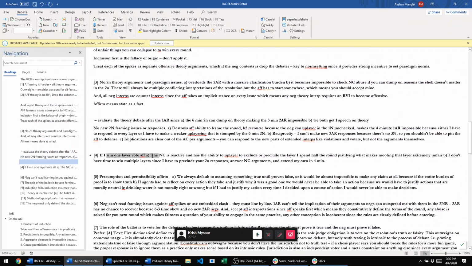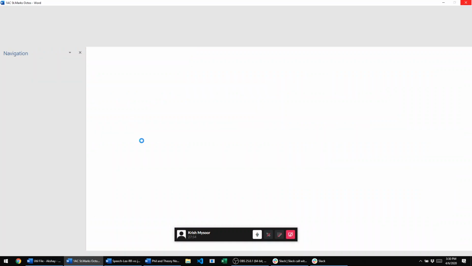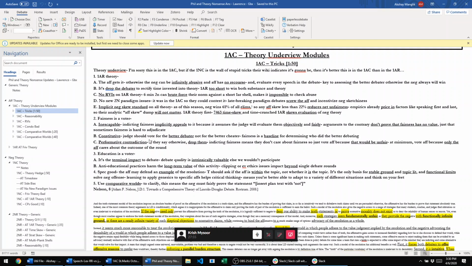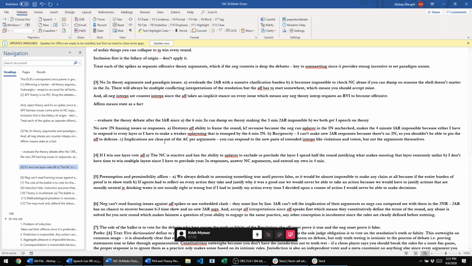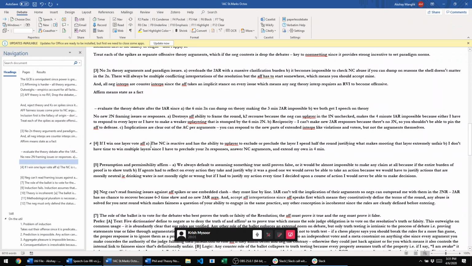If I win 1 layer, vote AF. So this would mean that if they do something like read substance and you read theory, for example, then even if they win substance, it would outweigh theory. So anything the AF wins essentially has to outweigh. Obviously, this skews the debate towards the affirmative in terms of allowing them to create truisms, sort of true layers, like a prioris, whatever, that would then outweigh, or stuff like that.